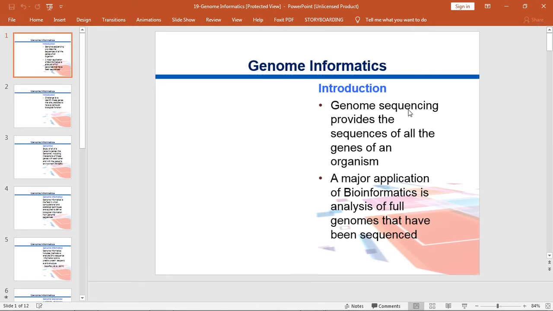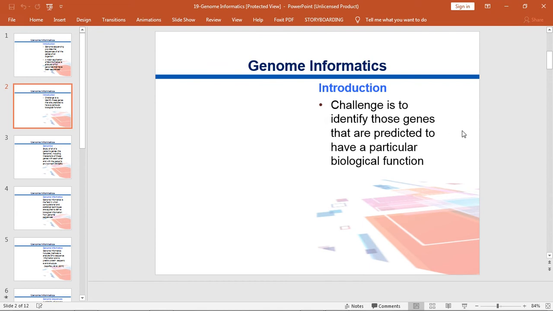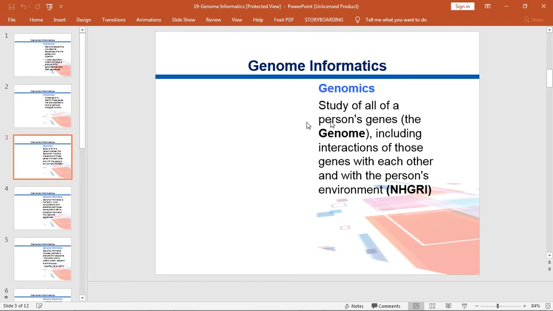Genome informatics introduction. Genome sequencing provides the sequence of all the genes of an organism. A major application of bioinformatics is analysis of full genomes that have been sequenced. Introduction. Challenge is to identify those genes that are predicted to have a particular biological function. Genomics: study of all of a person's genes, the genome, including interactions of those genes with each other and with the person's environment. NHGRI.